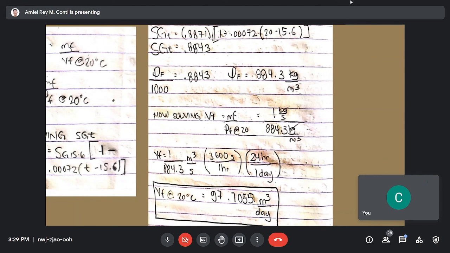Kaso nga lang, excuse me, bakit dinivide sa 1,000 yan? Density po ng water, sir. Yung 1,000 kilogram per meter cube? Opo. Okay.